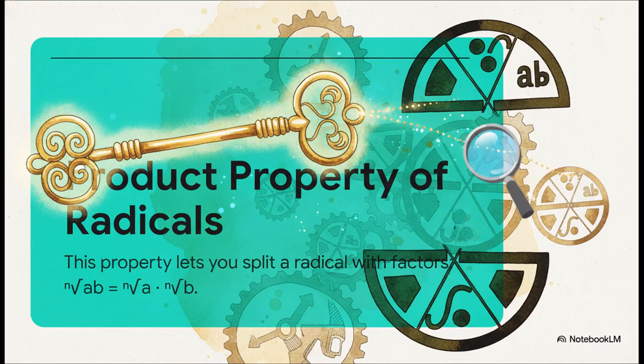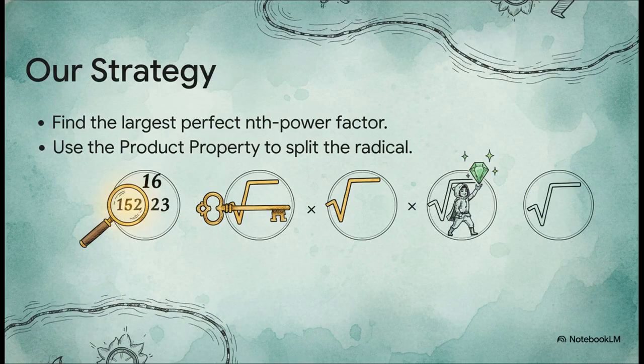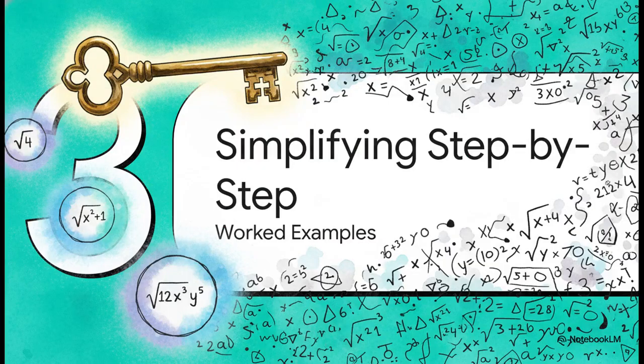It might look a little fancy, but the idea is actually super simple. It just says that if you have a multiplication problem inside a radical, you're allowed to split it up into two separate radicals that are multiplied together. It lets us break a big, messy problem into smaller, much more manageable pieces. So here's our strategy from now on. We're going to peek inside the radical and hunt for the biggest perfect square, or cube, or whatever, that divides into it evenly. And once we find that factor, we use our new rule to split the radical in two and simplify.